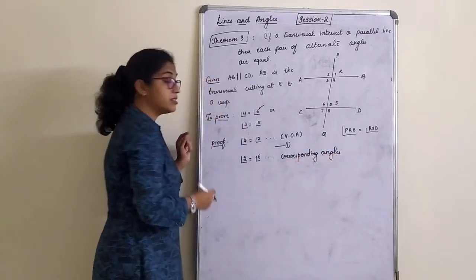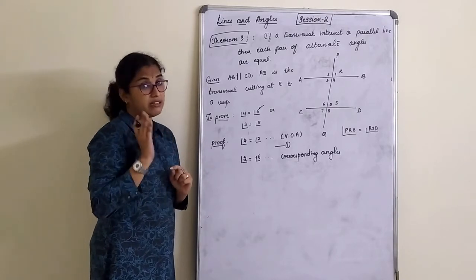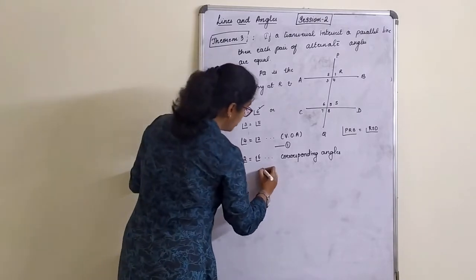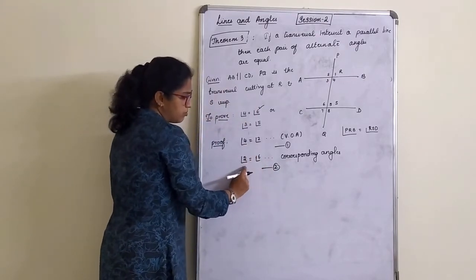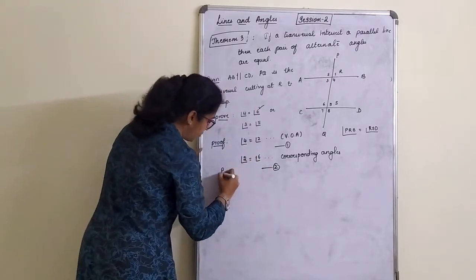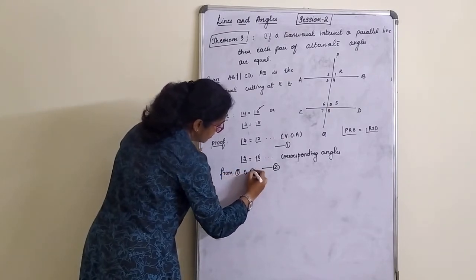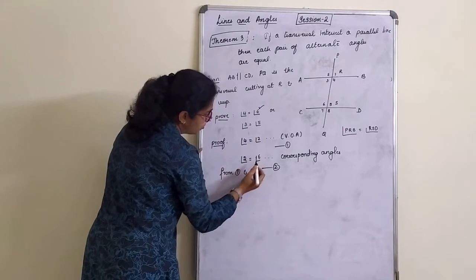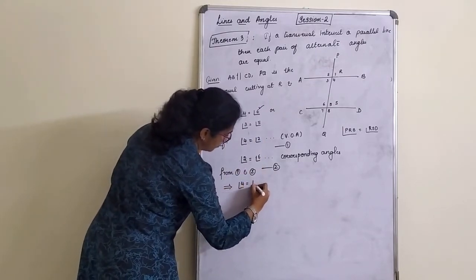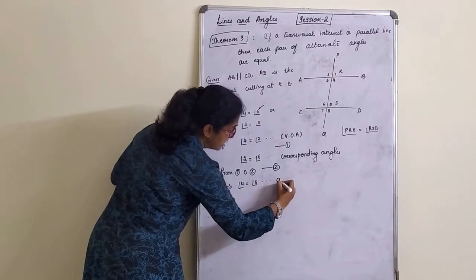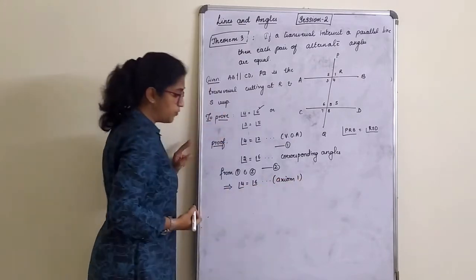You need to practice a lot here to understand, but to identify the angles correctly, the theorem is very simple. Equation 2: angle 4 is equal to angle 2. Angle 2 is equal to angle 6. From 1 and 2, 4 equal to 2, 2 equal to 6. So can I tell angle 4 is also equal to angle 6? Reason, axiom 1: things equal to the same thing are equal to one another.